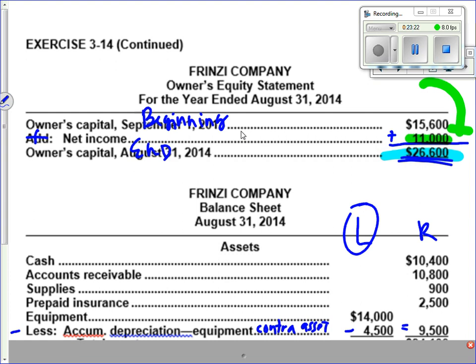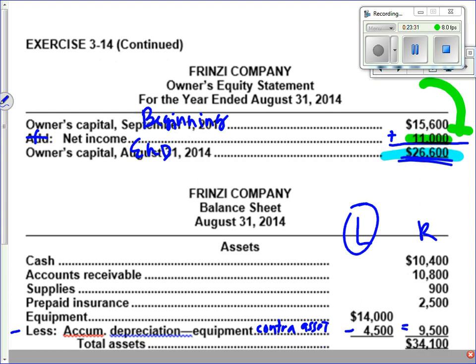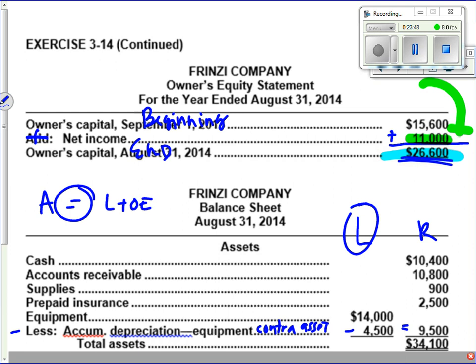So now we can take our assets, cash plus AR plus supplies plus prepaid insurance plus this $9,500 to say our total assets equal $34,100. Why are we double ruling? Because assets equal what's going to happen next. What's L plus OE going to be? 34,100. Hopefully.